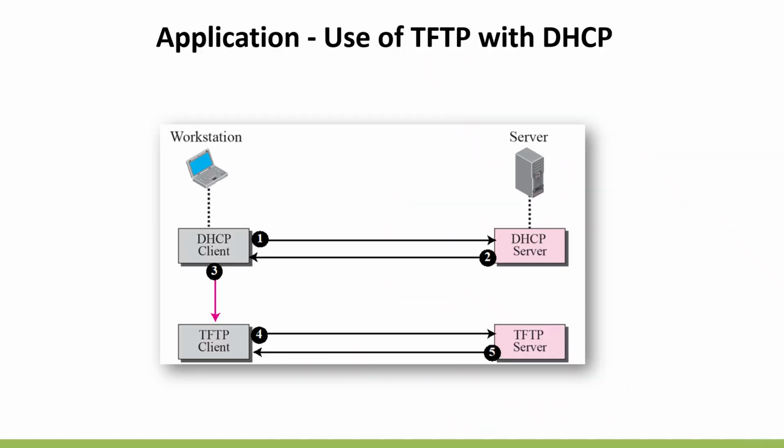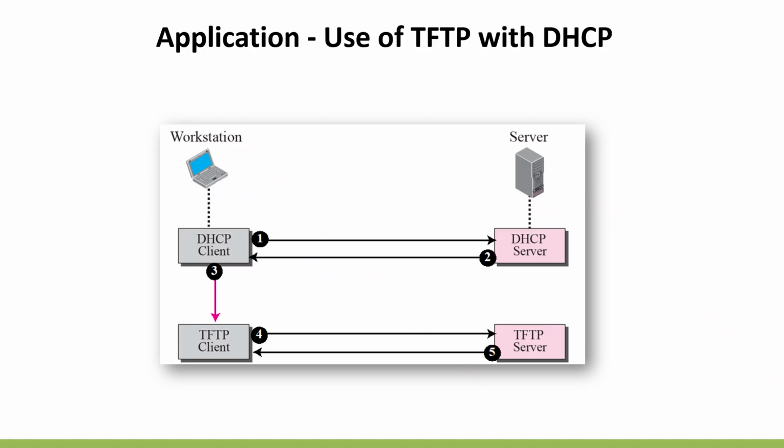TFTP requires only a small amount of memory and uses the basic services of UDP and IP. Because of its simplicity, it can easily be stored and configured in ROM or PROM. When a network station is powered on, TFTP automatically connects to a server to download its configuration files.